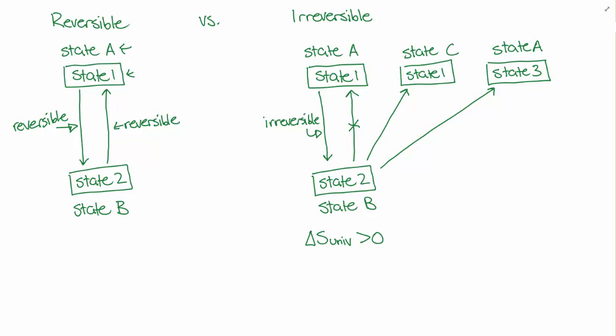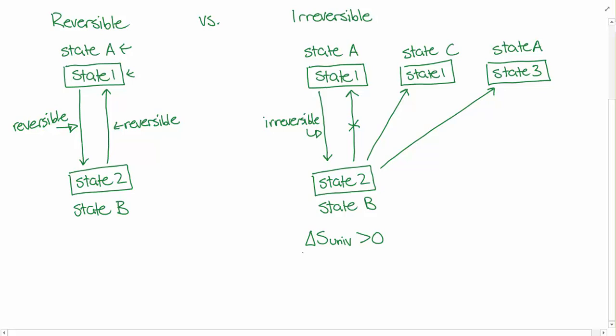It couldn't happen. So for an irreversible process, we can never go back to our exact starting place. We could restore the system or we could restore the surroundings to their starting place, but we couldn't simultaneously restore them both. And this is because to restore them both would involve decreasing the entropy of the universe.